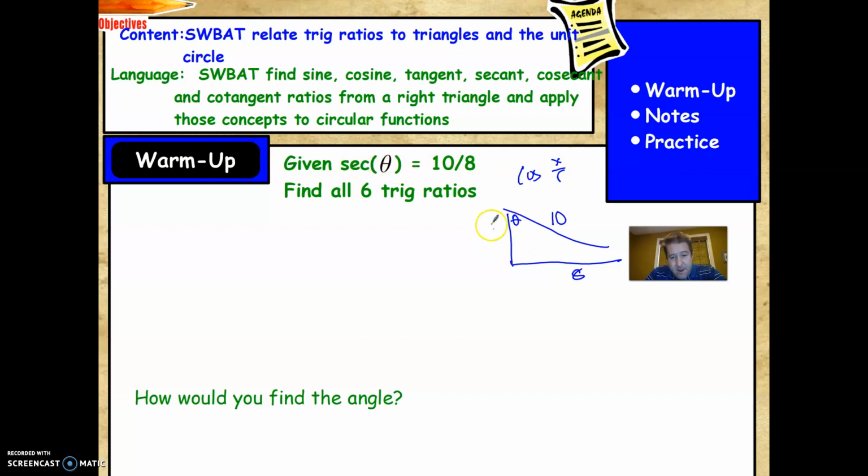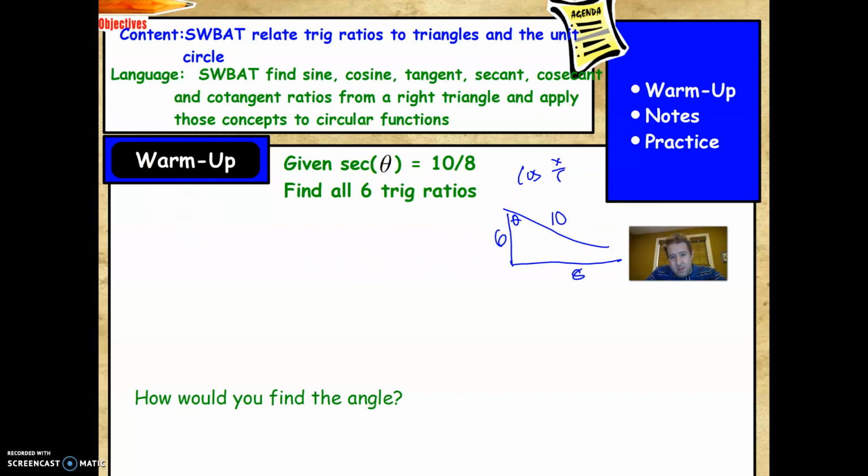Now I can find the third leg, which I can do using Pythagorean triples. This is a 3, 4, 5 triangle, so this is going to be 6. So 3 times 2 is 6, 4 times 2 is 8, and 5 times 2 is 10. Now that I know all 3 sides, I can find all the trig functions.